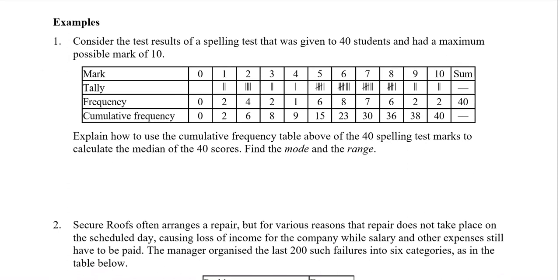Consider the test results of a spelling test that was given to 40 students and had a maximum possible mark of 10. So you can see across the top here, the mark, anything from 0 through to 10 out of 10. And then we have a tally, which tells us how many people got each score. And then you count that up to get the frequency, and even the cumulative frequency is done for us. Everything is filled in for us. Lucky us. Okay? So what do we have to do?